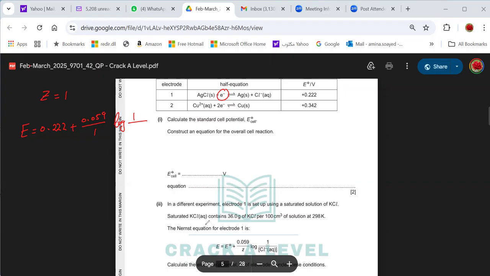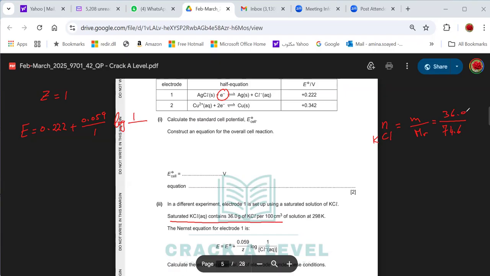So we have to get the concentration of the chloride ion first, and we can get it from this information that they dissolved 36 grams of potassium chloride per 100 centimeter cube. So here we are going to calculate the number of moles of the potassium chloride, which is equal to the mass over the molar mass. So for the molar mass of potassium chloride, we have 39.1 plus 35.5. So we get it as 74.6. And here the mass, they give it to us as 36.